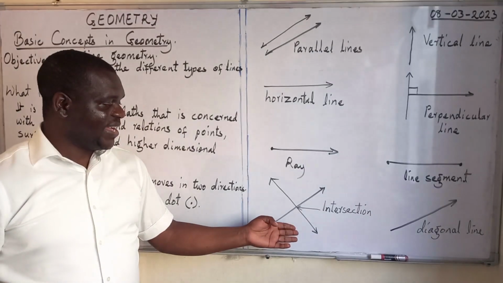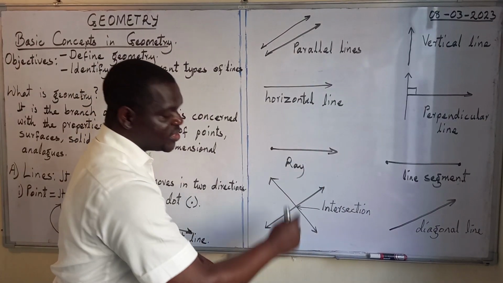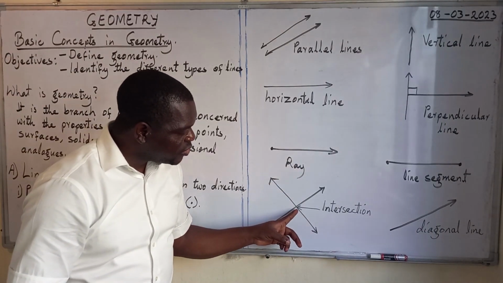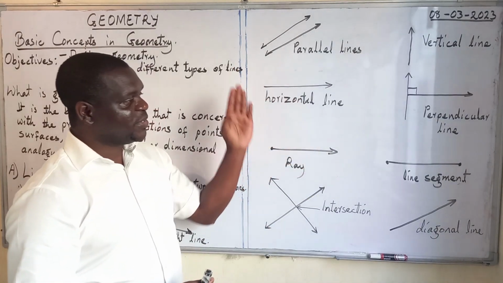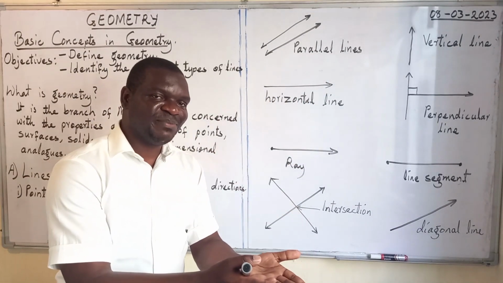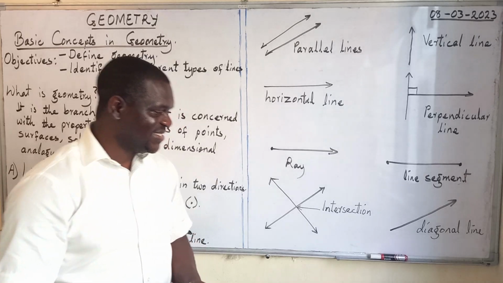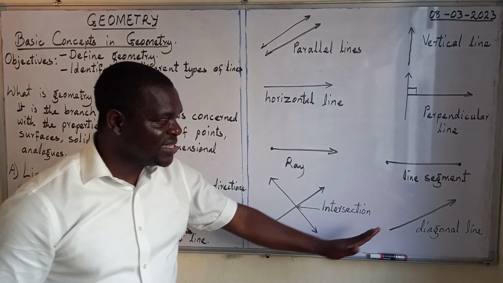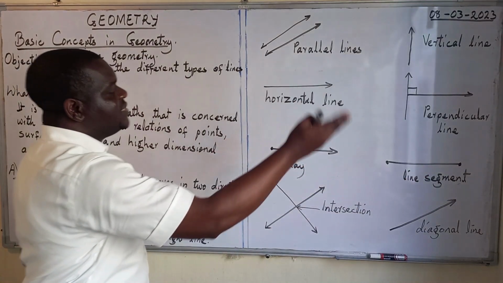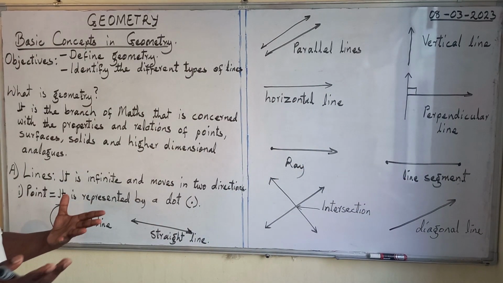In this next line, we can see that one crosses over the other. And where this crossing takes place is what we call an intersection. Take note of all this because we are going to see them in our subsequent lessons. And this is a diagonal line. You can see that it is slanting. These are the different types of lines that we can take note of.